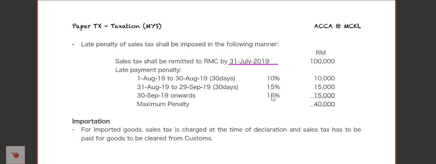So it's much higher than income tax. It's 10, 15, 15. That means the maximum penalty you're going to get is 40%. Okay? Now, that is the sales tax penalty.